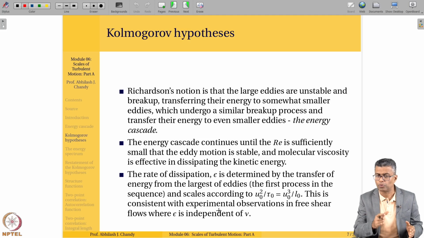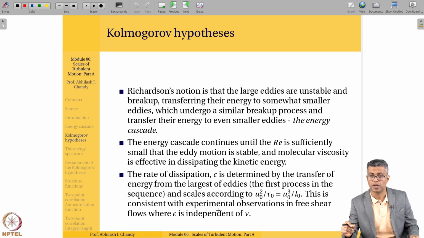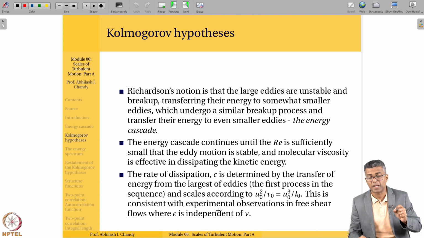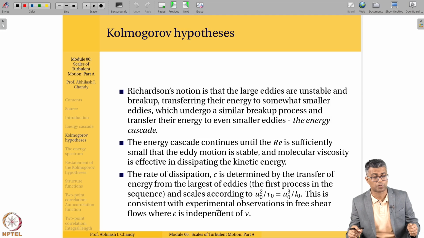We kind of alluded to these points in one of the earlier modules. The energy cascade continues until the Reynolds number is sufficiently small that viscous effects take over, that molecular viscosity is then effective in dissipating the kinetic energy. Okay, let me repeat that. The energy cascade continues until the Reynolds number is sufficiently small.